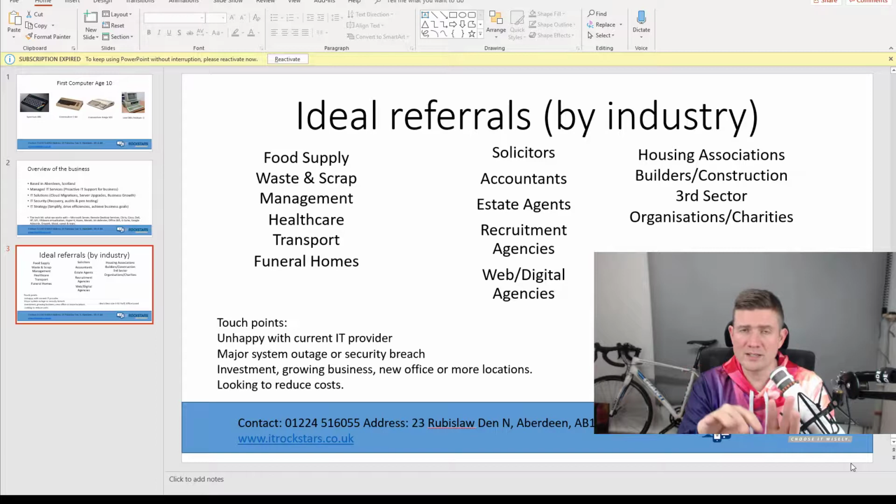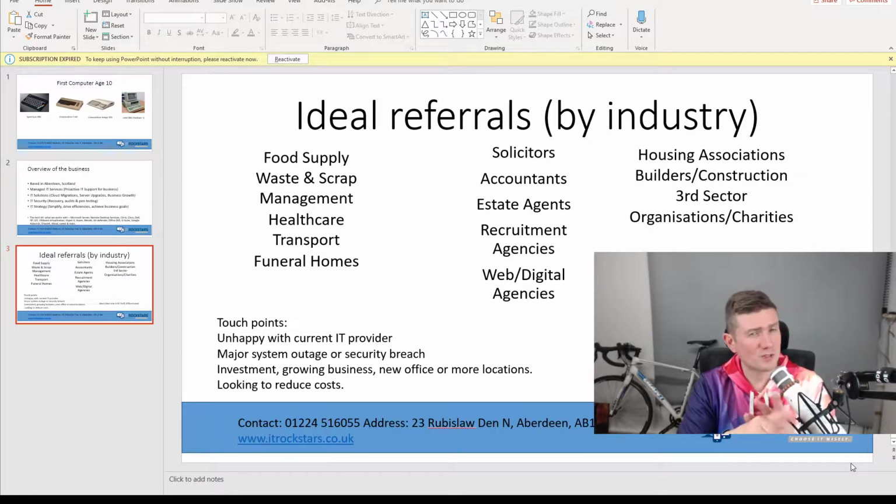Now, the ideal size I mentioned in the last video is between 10 and 50 in size. Under 10, it's too much hassle for very little return. If it's over 50, they usually have their own internal IT resource. So the ideal for me has been always 10 to 50 in size. So we know the ideal types of companies we need to go after.